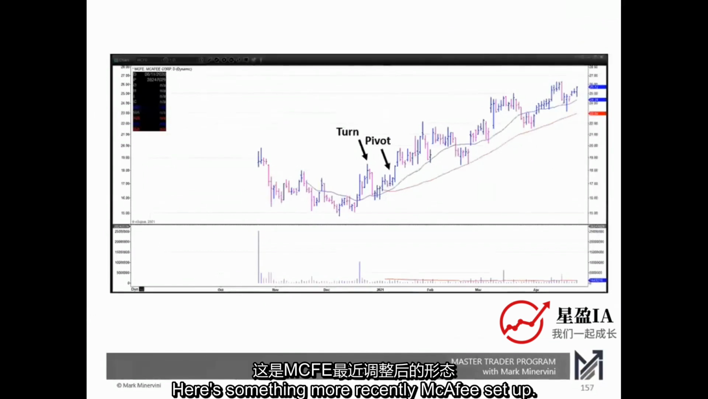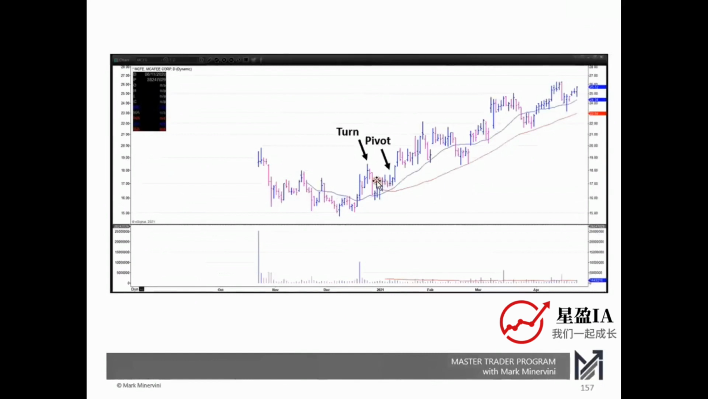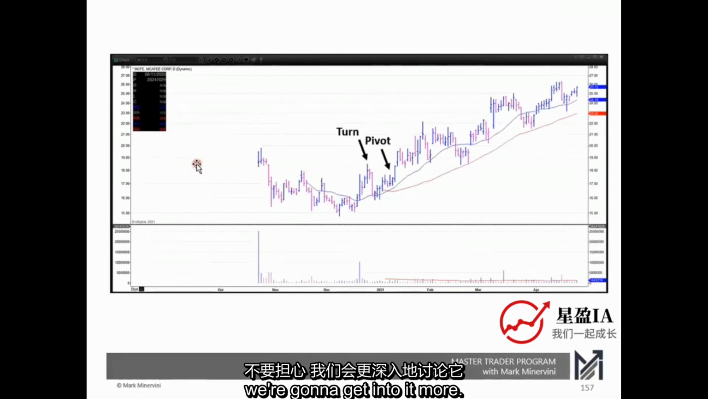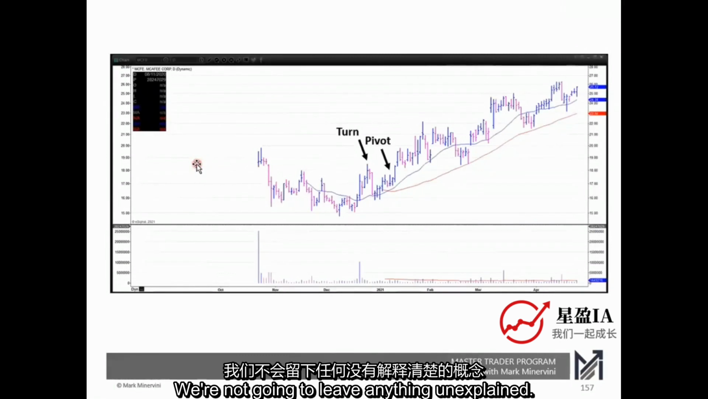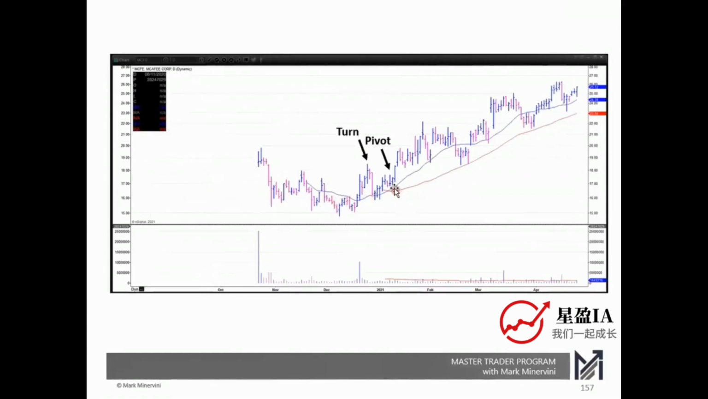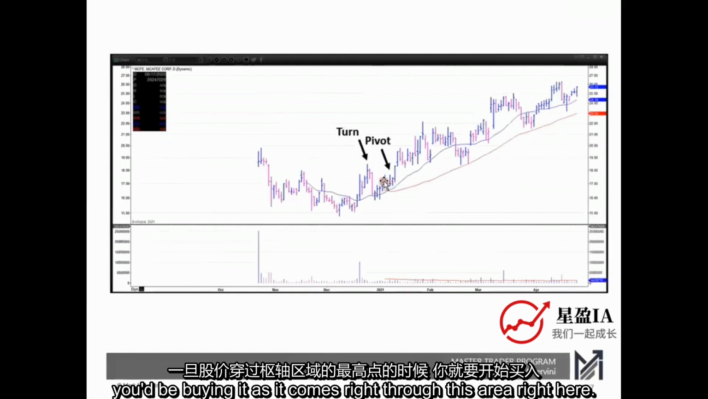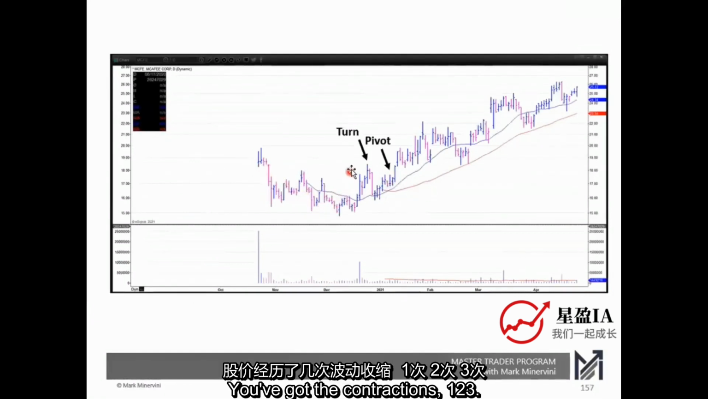Here's something more recent, a McAfee setup. You can see right here, see how the pivot's here, but then you've got the turn right here. And again, if you don't know these terminologies, don't worry. We're going to get into it more, and we're going to show you, and everything's going to be explained. We're not going to leave anything unexplained. So again, right here, this pivot right here, as it's moving, you'd be buying it as it comes right through this area right here, and you've got the contractions 1, 2, 3.